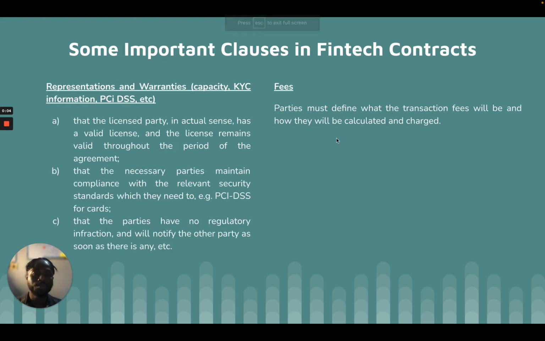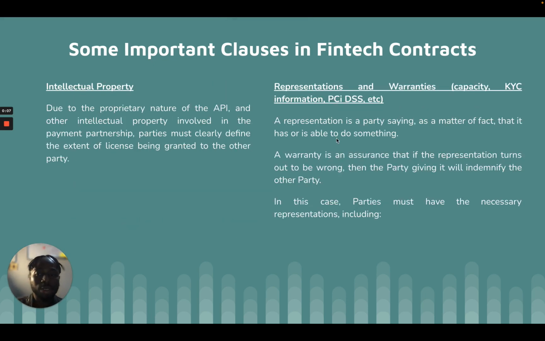All right. So now the next thing that we'll be talking about is the representations and warranties. So here we think about the capacity, KYC information, security certifications and all of that. Now, a representation is a party saying, as a matter of fact, I have or I am able to do something. That's what the representation is. A warranty is that I assure you that if I don't do this thing, then I will indemnify you, which is that I will make good your position if I don't do this thing that I have told you that I can do or that I am able to do or that I have.